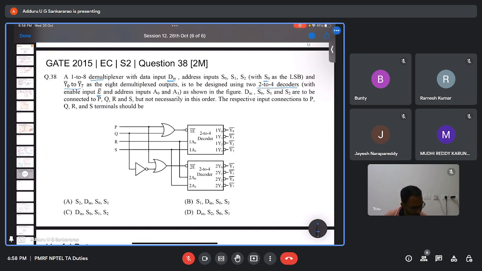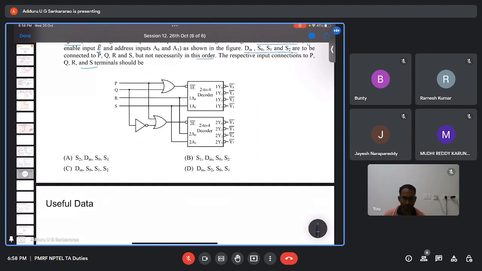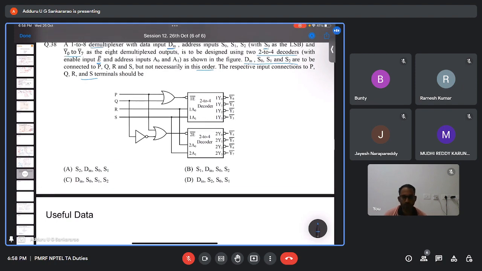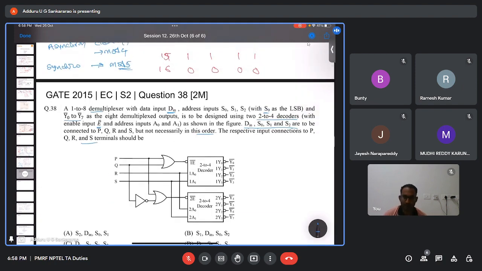So D in, S0, S1, S2 are to be connected to PQRS, but not necessarily in the same order. That means what the question means is there is a circuit given, with PQRS as the inputs. The circuit is designed with two 2 to 4 decoders. Now this entire thing should work like a 1 to 8 demultiplexer.